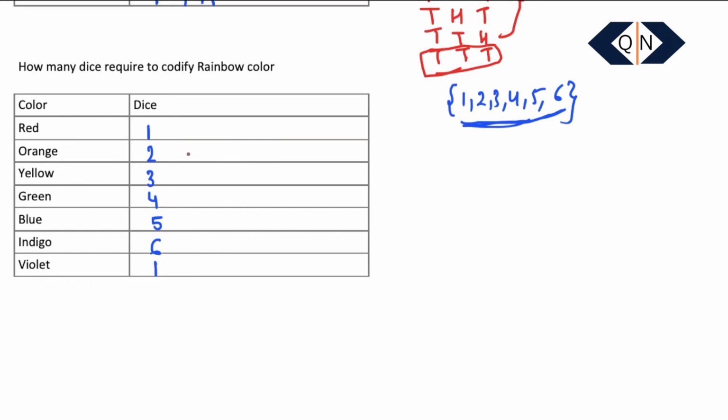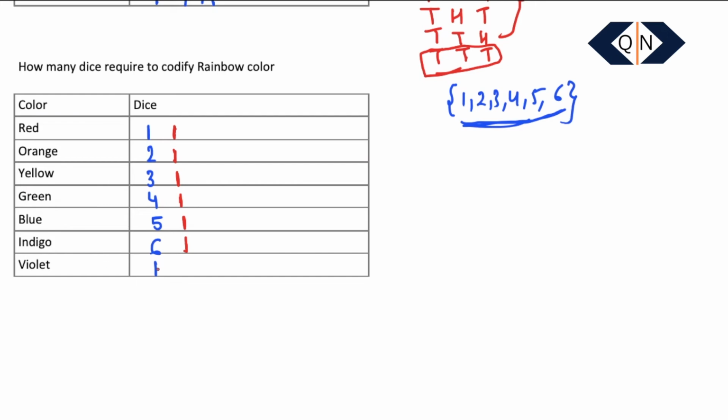So if we take another dice and if we get 1, then red. Means if both get 1 1, then it will be red. If first gets 2, second gets 1, then orange. If first got 3 and second got 1, then yellow. If first got 4 and second got 1, then green. If first got 5 and second got 1, then blue. If first got 6 and second got 1, then it will be indigo.